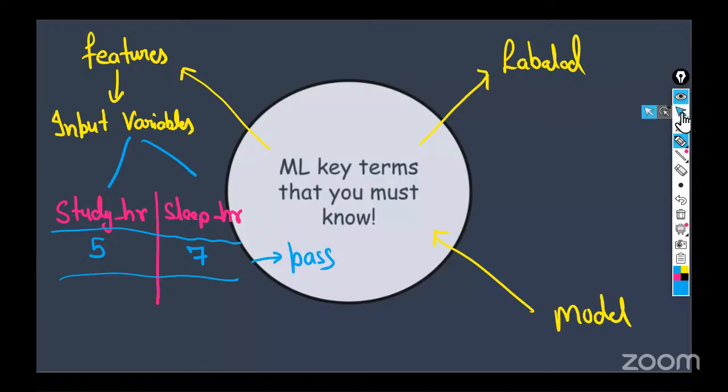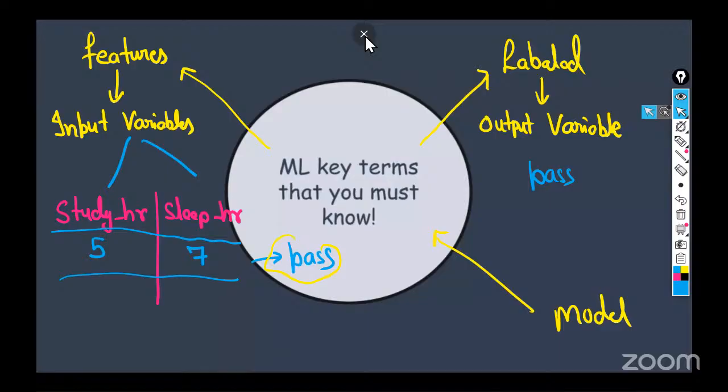After this, next, let's talk about what exactly a label is. A label is nothing but your output variable. This label is called your output variable. Here, whatever you predict, pass or fail, this is your label. Let's say you add here pass. Simple.